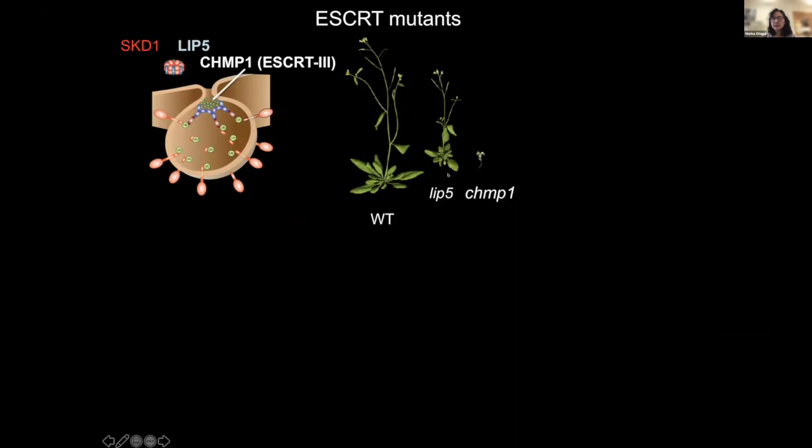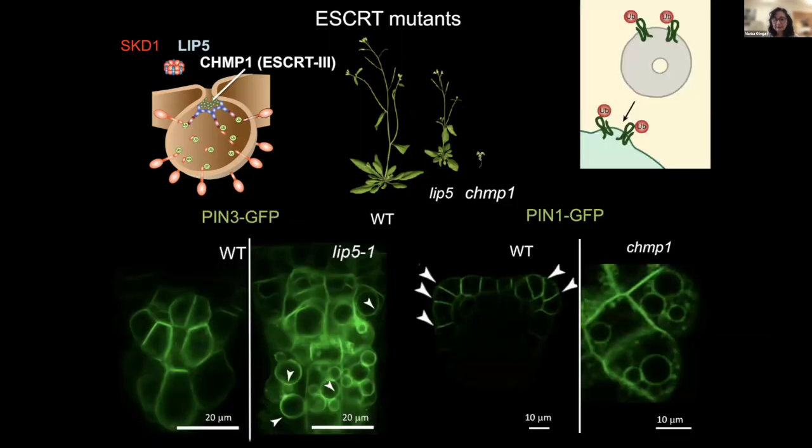And so here there are 2 escort mutants. CHMP1 is one of the ESCRT-III filaments, and LIP5 is the positive regulator of the ATPase that is needed to constrict the necks. And of the 2 plants you can see here, LIP5 is a mild mutant. It has some growth effects, but overall it's a fertile normal plant. CHMP1 is the one that dies as an embryo or a seedling.